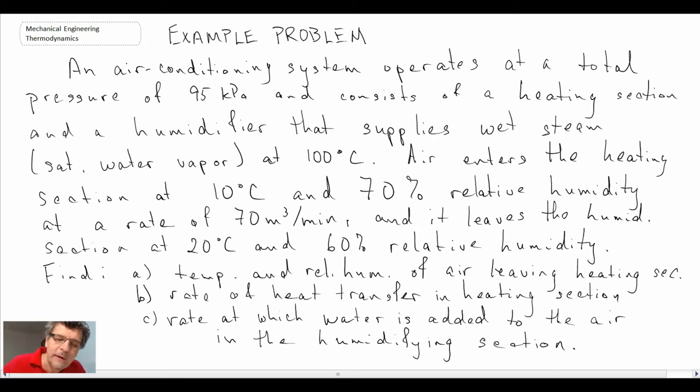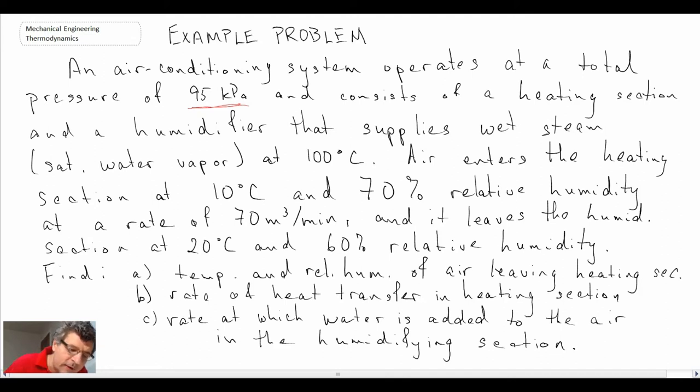What we're dealing with is an air conditioning system operating at 95 kPa. That's the first indicator that we cannot use a psychrometric chart, unless you have one that is corrected for that altitude or that pressure. And what it is doing is supplying wet steam. So what we have is a heating section. We're given some of the conditions of the air coming in.